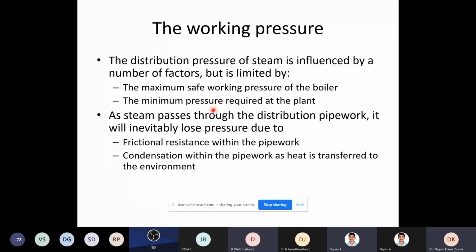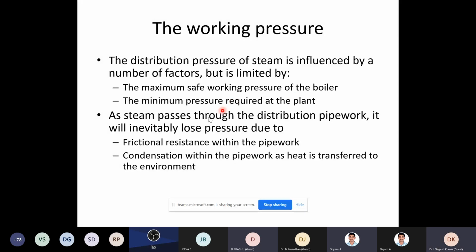And what should be the pressure of steam? The working pressure of steam, how do you initially decide it? Mostly by the maximum safe working pressure of the boiler. Whatever boiler you want, you have selected based on the maximum temperature required in a process. The temperature depends on the pressure. So we see what is the maximum temperature required in the process. Accordingly, we select a boiler working on that pressure. And we also see what is the minimum pressure required at the plant, so what is the safe working pressure between these two that the boiler can operate.